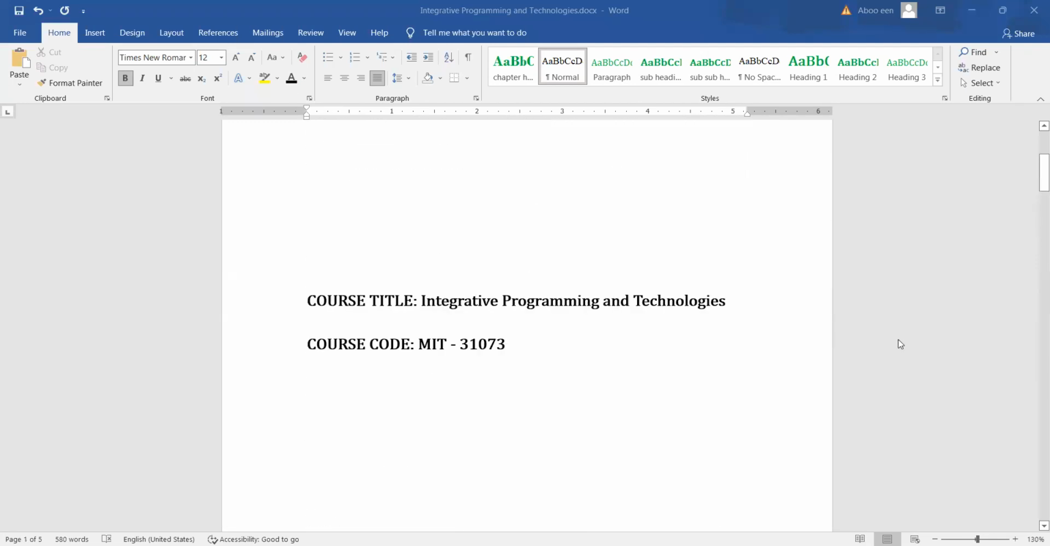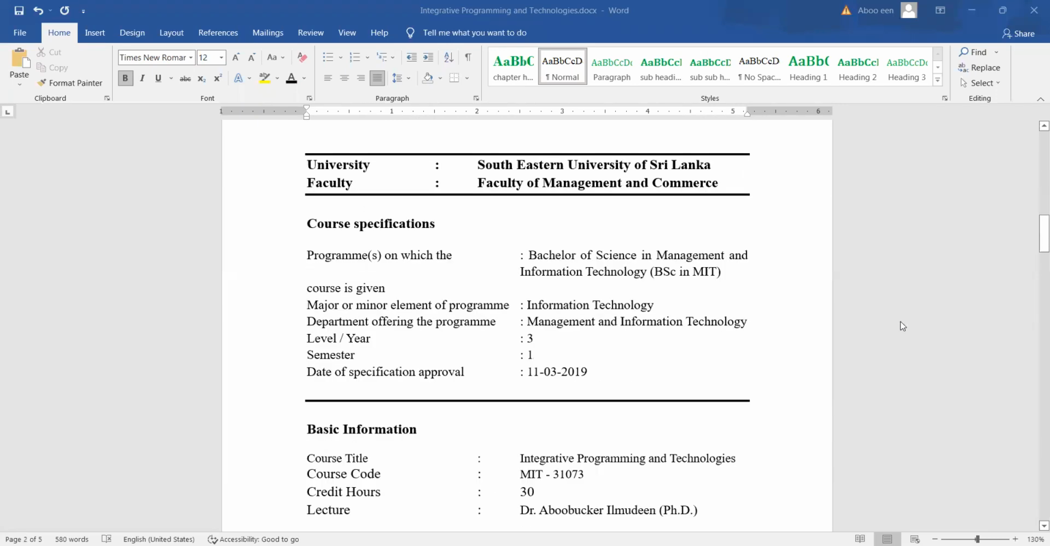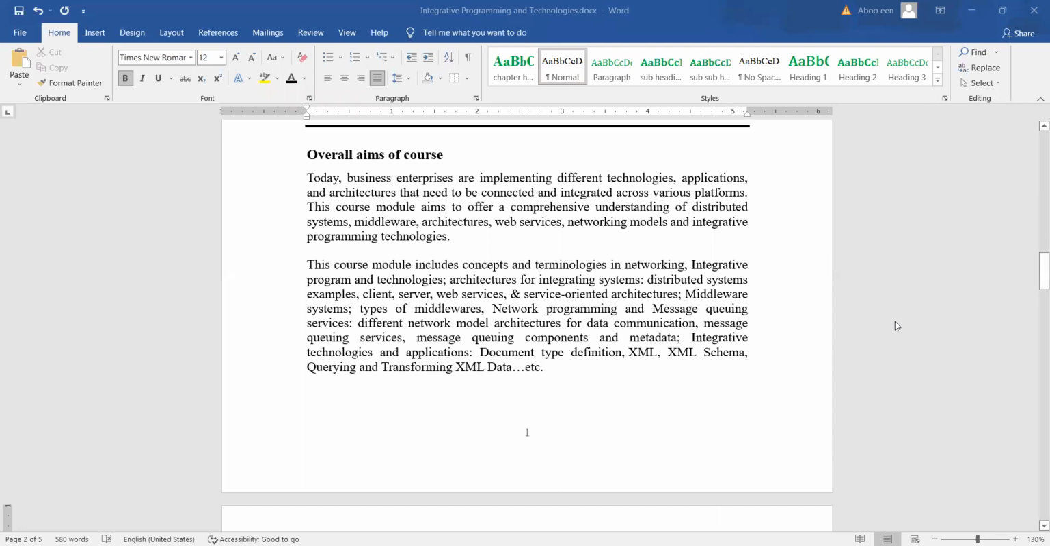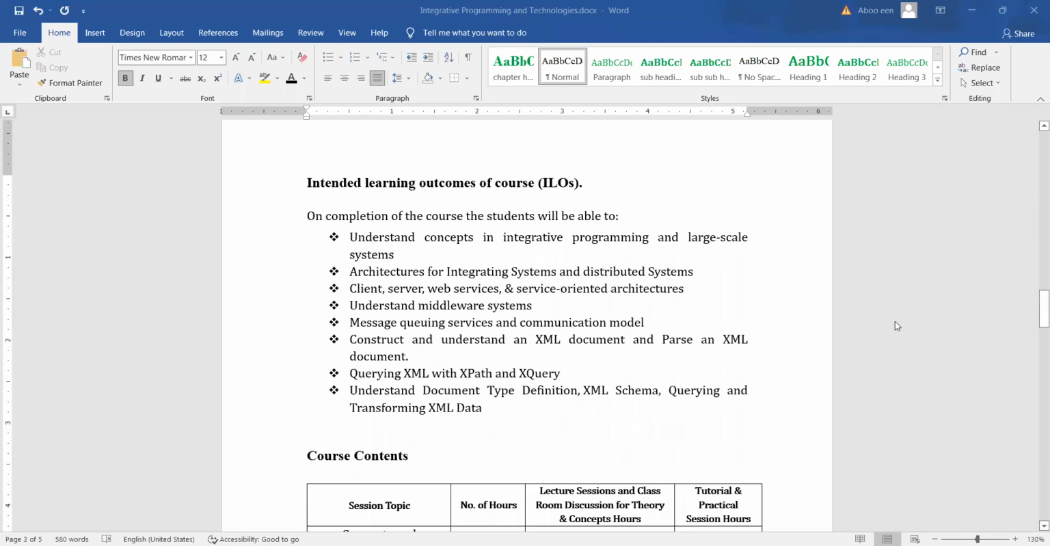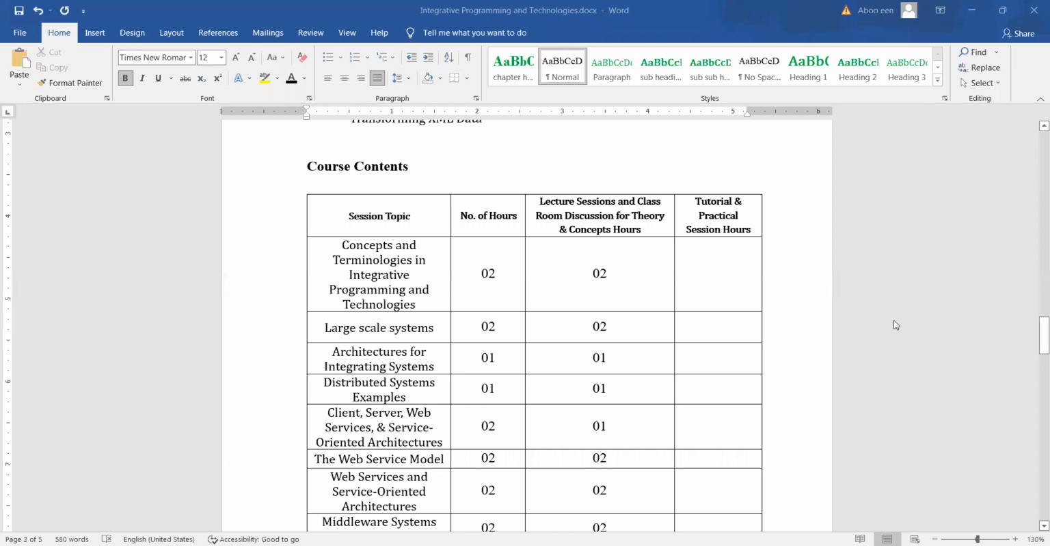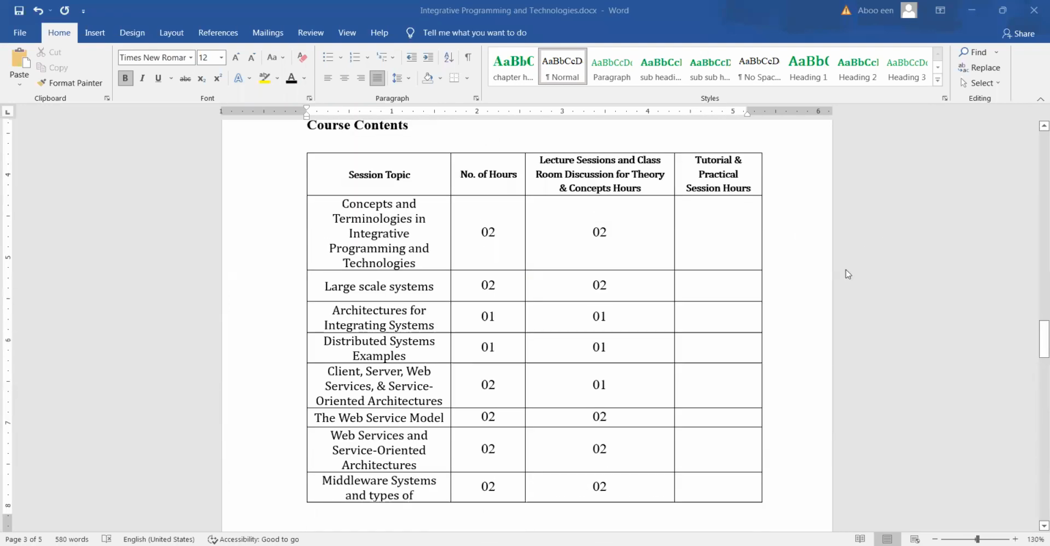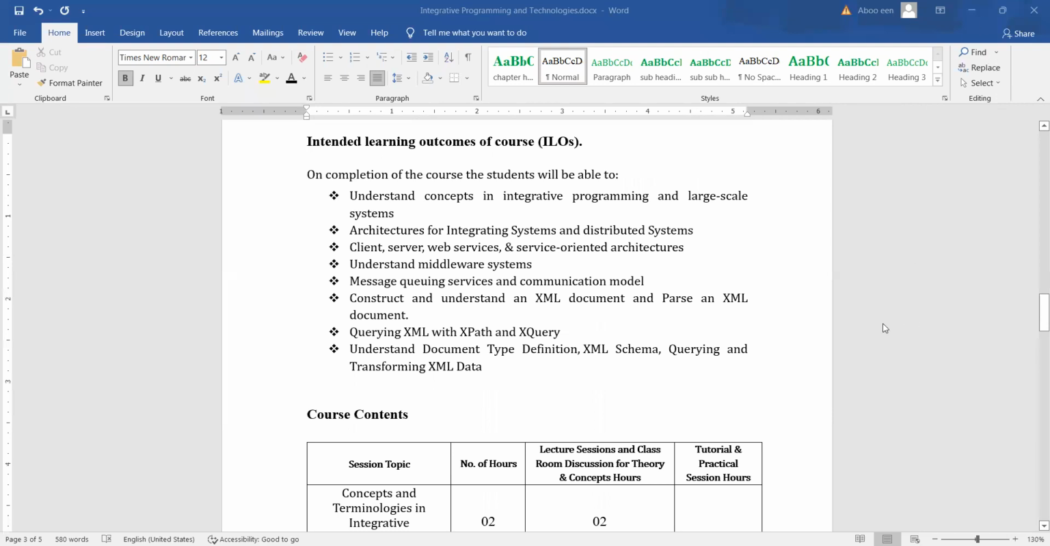So in this module, you can understand the subject: the basic information, the overall aim of this course, the learning outcomes, and some of the course content. Okay, so you have learned various IT-related subjects in your undergraduate, in different semesters.